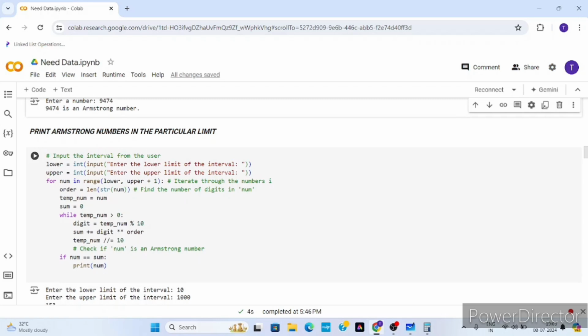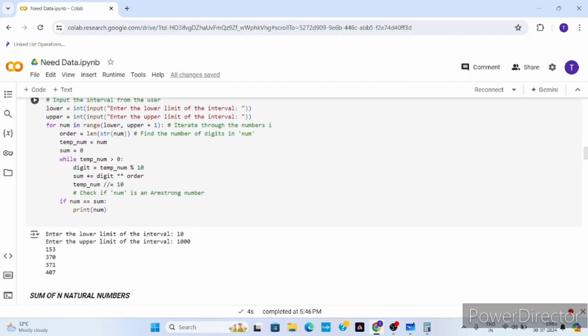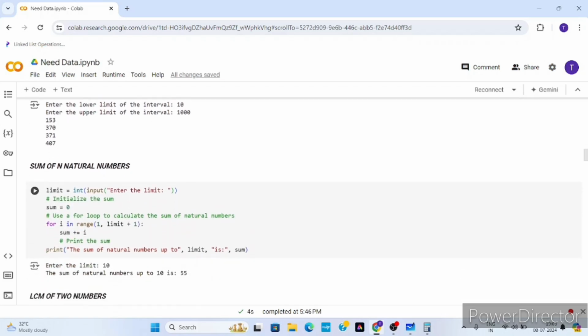We are going to print the Armstrong numbers in a particular limit, which will be calculated for a particular interval, from a lower limit until it reaches the upper limit. So I'm giving the interval as 10 to 1000. From the value 10 until 1000, there are four Armstrong numbers: 153, 370, 371, and 407. For these 4 values, if you calculate, it will be printed as an Armstrong number, and that's it.